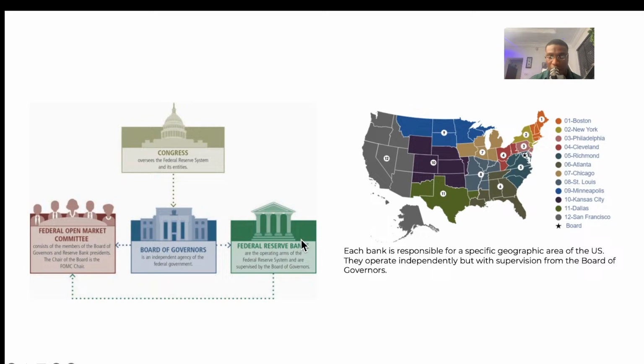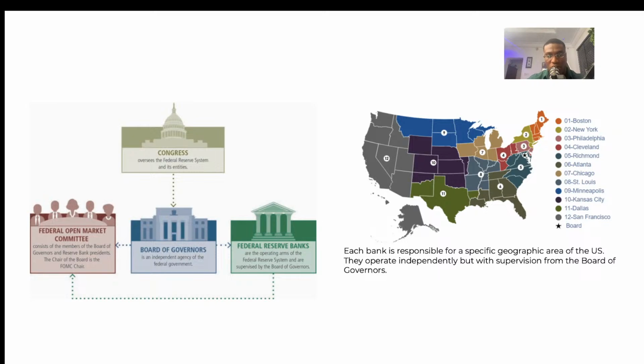We have 12 Federal Reserve banks, and they are located in areas like Boston, New York, Philadelphia, Cleveland, Richmond, Atlanta. So when you see a Board of Governor, you'd see that Board of Governor is representing a certain geographic area of the United States.